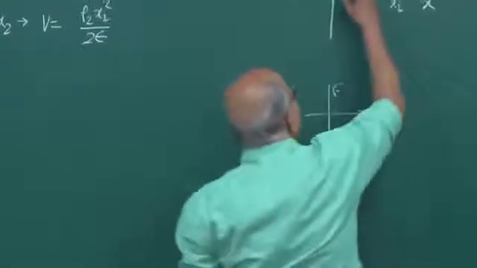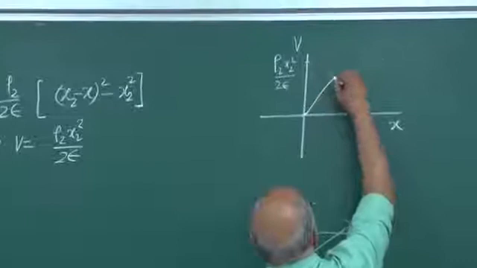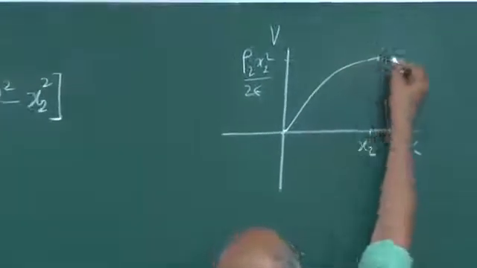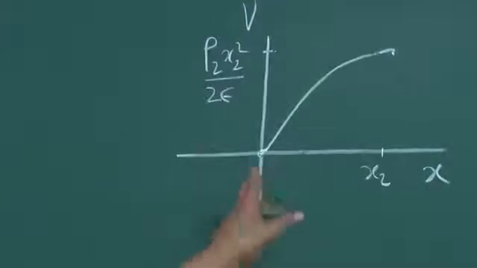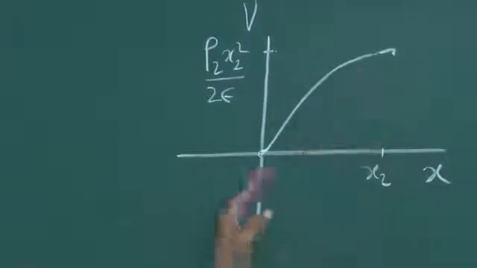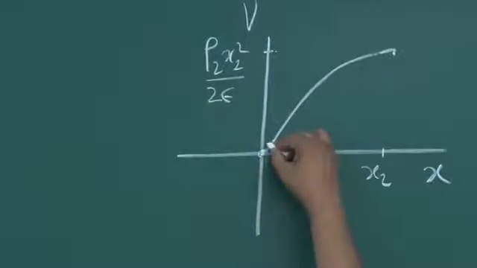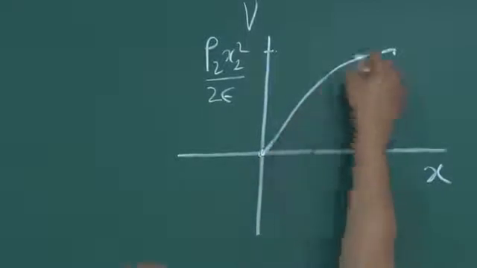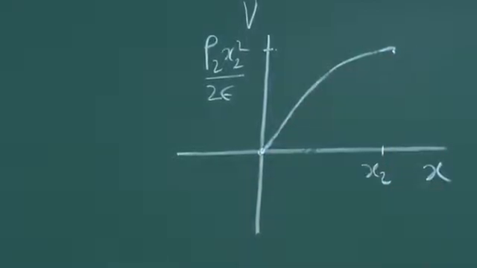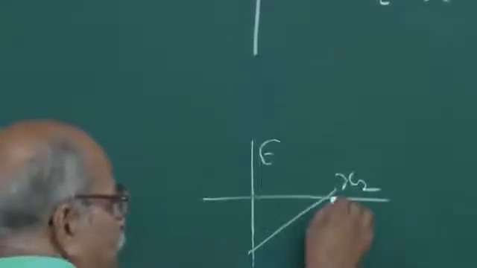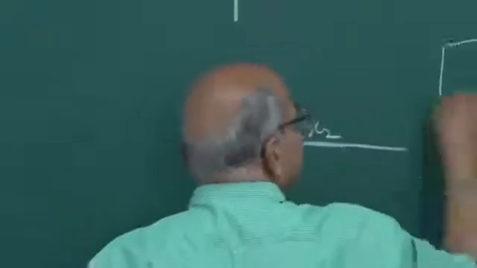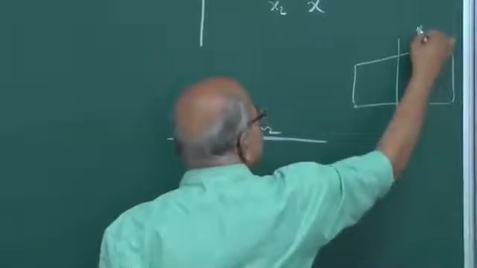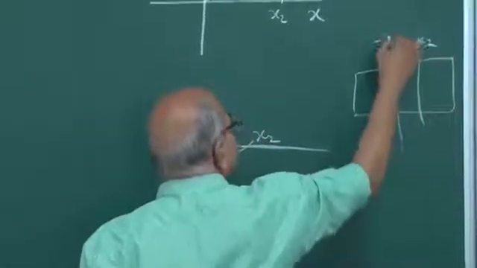So it should be of this kind. Right? So that should be the kind of plot, quadratic, joining this point, and the slope gradually decreasing as you increase x, and beyond x2, right? Beyond x2, that means in your PN junction, this is x2 and this is minus x1.